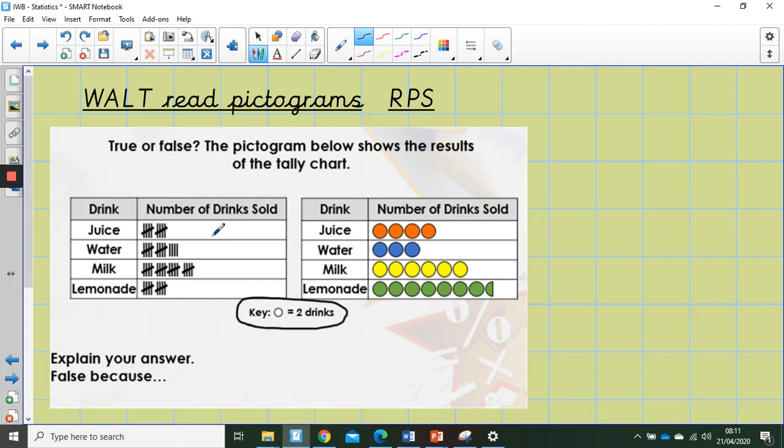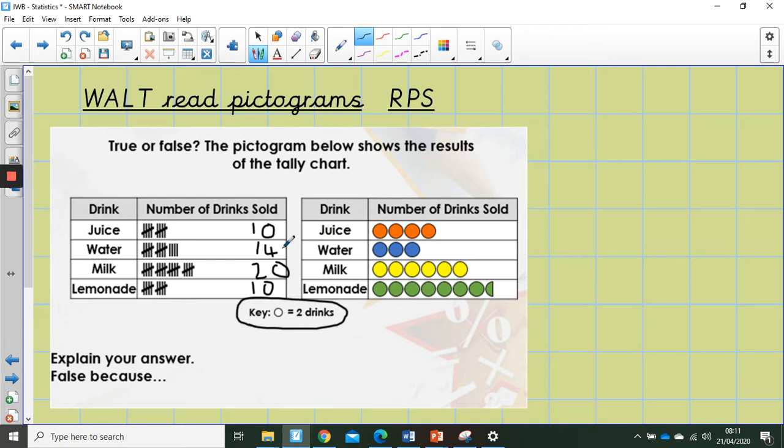The number of drinks sold here, I'm going to write the number in, is 10. This one is 14. Here we've got 20. And lemonade is 10. Can you see how I did that? 5, 10, 15, 20. So over here, if each one is represented by 2 drinks, then we should see 10 divided by 2. Well, I know that 10 divided by 2 is not 4. 10 divided by 2 is 5.